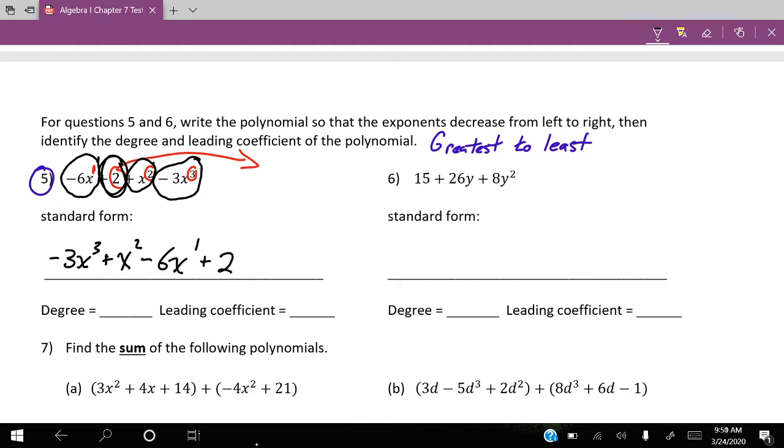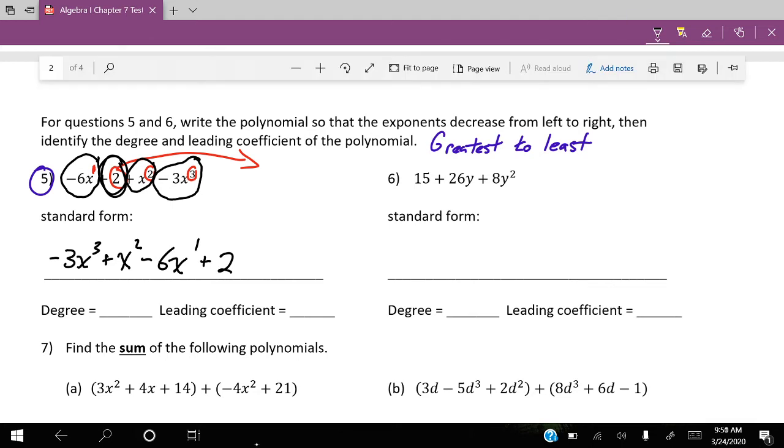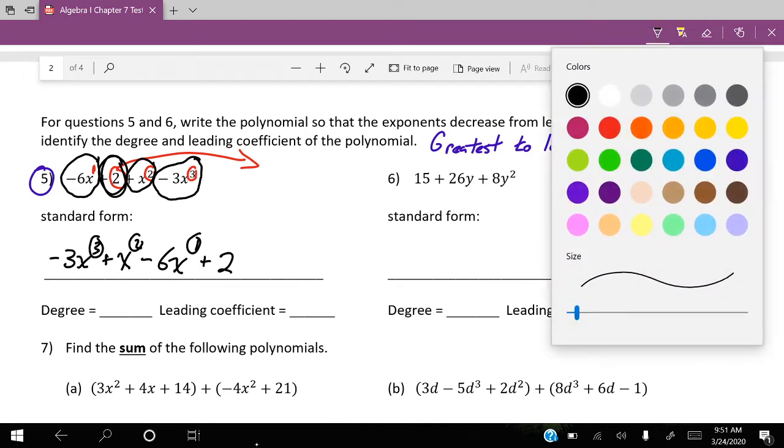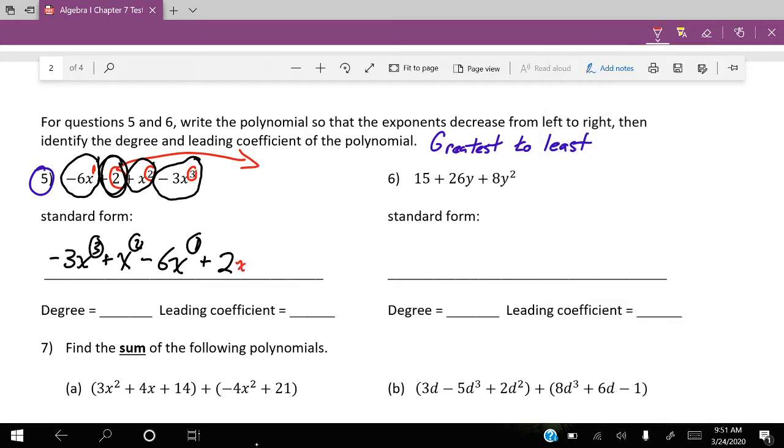This is now standard form. If you notice, our exponents decrease and they go from greatest to least. So our exponent goes 3, 2, 1, 0. All right. I should actually write x to the 0. So I'll write that in red so you guys know what that actually means. It means x to the 0, and that effectively goes away.